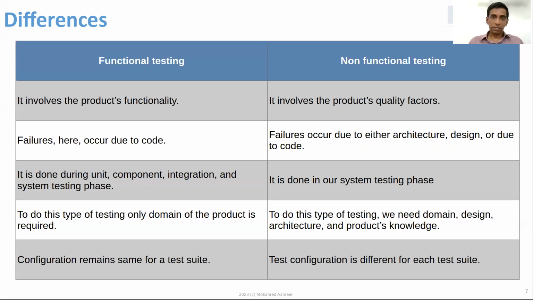And then again, functional testing, you can say failures, right? Due to code, right? So bad code, so there are some issues. Now on the non-functional side, it might be due to architecture. Like say, I'm running it for 10,000 users at the same time, system is crashing, right? So that means architecture has a bad design. The third one is done during unit, component, integration and system testing phase is the functional testing, whereas non-functional testing comes under the system testing phase.